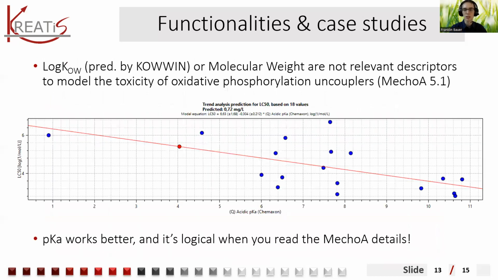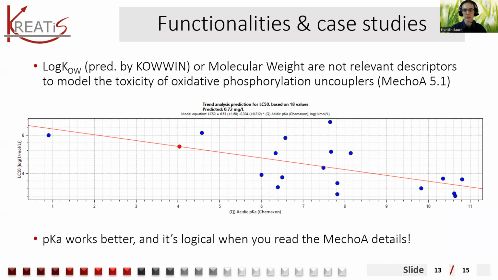Thus, we can infer that log KW or molecular weight are not relevant descriptors to model the toxicity of this group of substances. They are indeed oxidative phosphorylation uncouplers, i.e. MechoA 5.1, and their toxicity comes from their ability to transport protons across the inner mitochondrial membrane. Therefore, we have tried to use pKa as a descriptor instead. And this gives us this graph, which performs much better, predicting 0.72 milligrams per liter, thus accurately predicting the experimental value within a factor of 2.